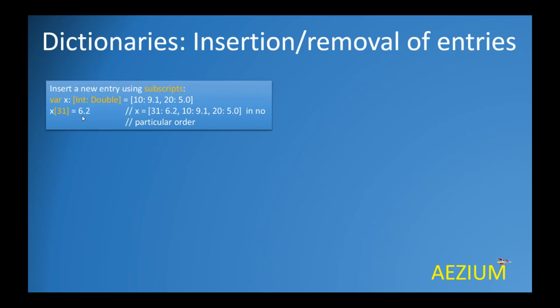So what this statement does is it creates a new entry in the dictionary whose key is 31, and the value of the key value pair is 6.2. The outcome of this operation is shown here, where x is changed from what it used to be up here to its new value there, where a new entry with the new key and the new value is added here.